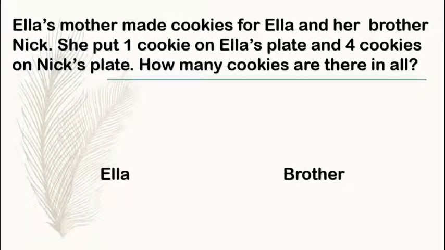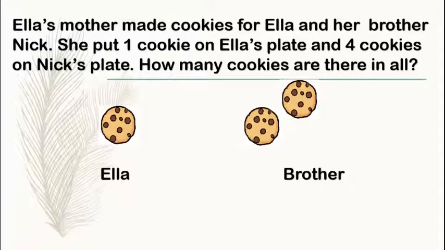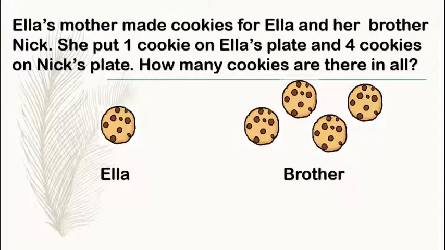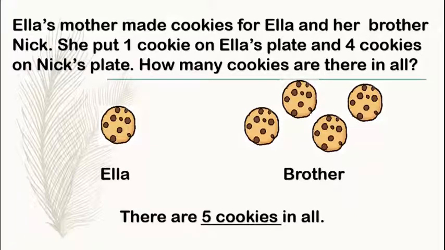So we have here Ella and her brother. Ella's mother gave her 1 cookie while her brother has 4 cookies. So how many cookies are there in all? Very good. There are 5 cookies in all.